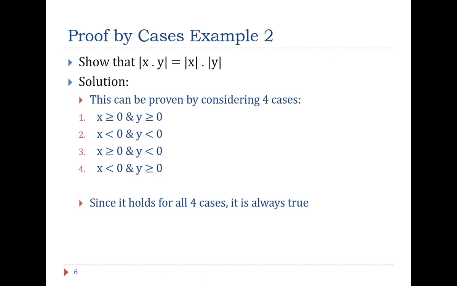So would you like to do it for the second line, for example? When both of them are negative, x times y is positive. So in this case, the absolute value of x times y is equal to simply x times y. And since x alone is negative, absolute value of x is equal to minus x. And absolute value of y is equal to minus y. So absolute value of x times absolute value of y is equal to minus x times minus y, which is equal to x times y. So once again, I could prove that both sides of this equation are really equal.